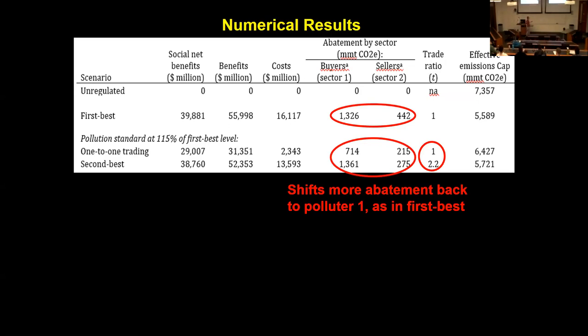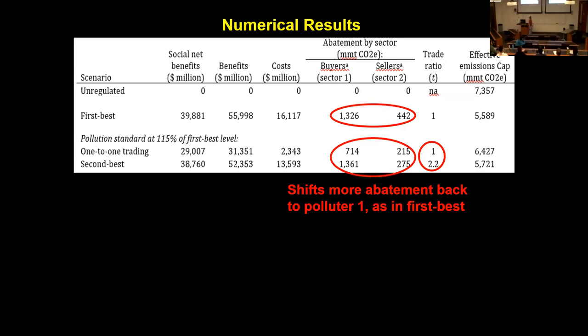First best case, you can see we produce $39 billion in net benefits. Here are the benefits and costs. You can see that the low cost group, sector one, is abating the vast majority of emissions. The sellers are abating considerably less, roughly about a third of this. And the effective emissions have fallen from 7,300 down to almost 5,600. So a considerable drop in emissions. I say effective, but this is just total emissions when we're done. We just count up total emissions.